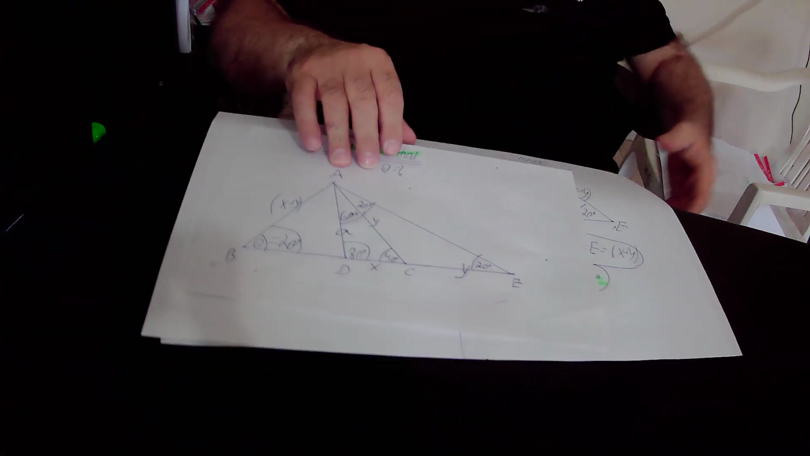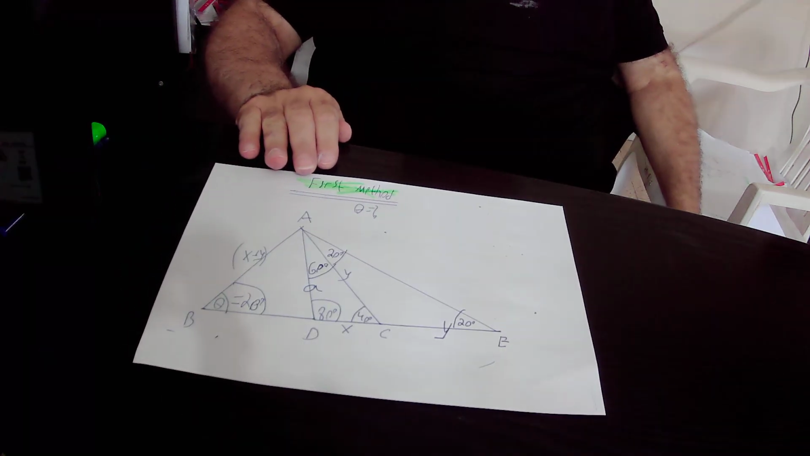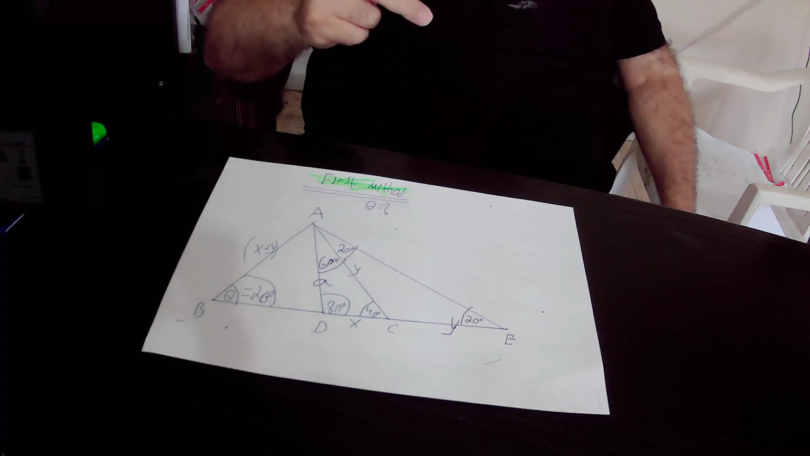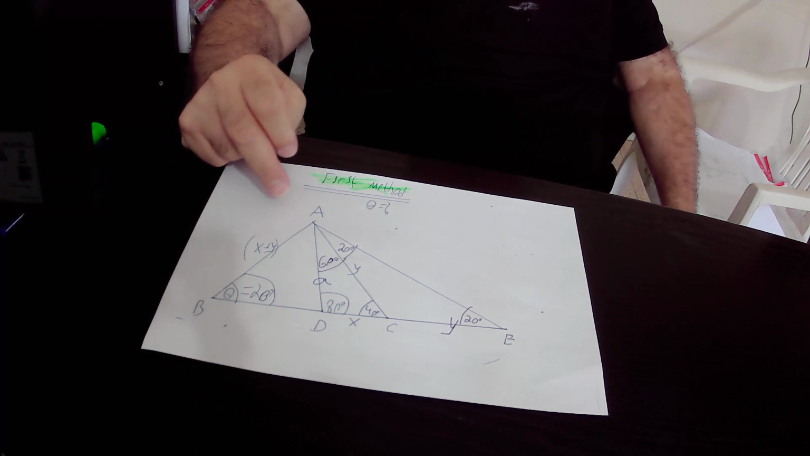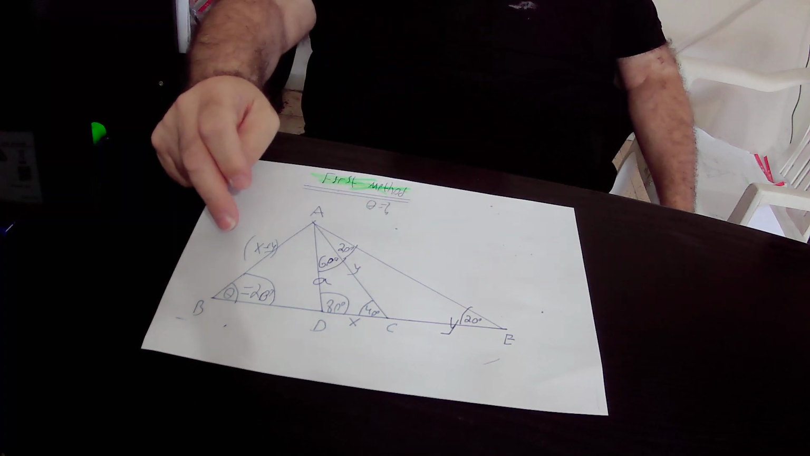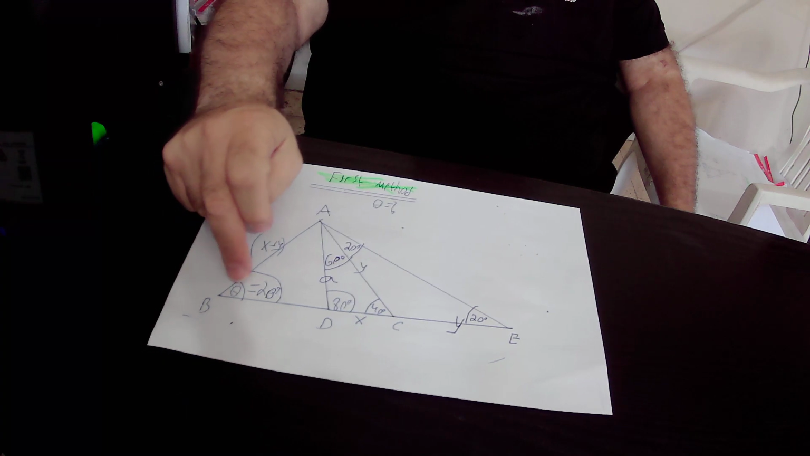So in the drawing, we have triangle ABC. Here, angle ADC equals 80 degrees, angle ACD equals 40 degrees, side AB equals x plus y, side AC equals y units, and side DC equals x units, and our mission is to find the value of angle ABC that is equal to theta.